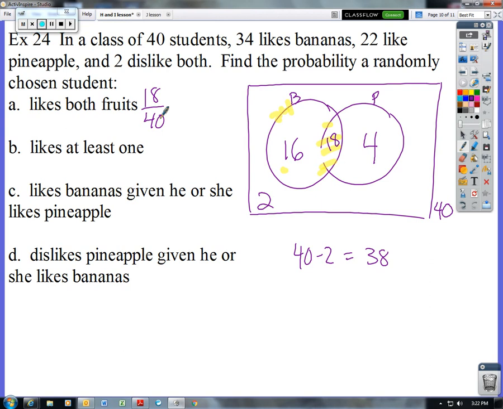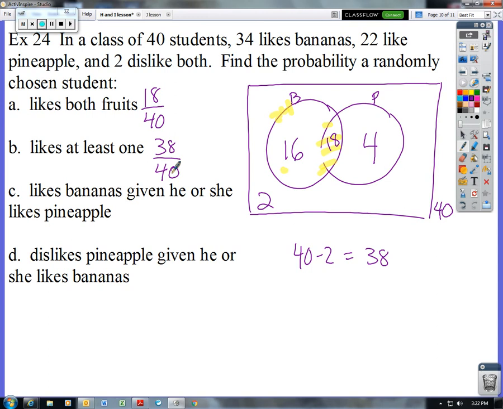So that's going to be these people, and these people. If you add all those up, that's 38. It should be, right? Because there were only 2 others out of 40. So 38 out of 40 will like at least one. They like bananas given they like pineapple.